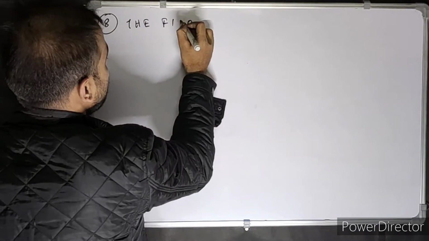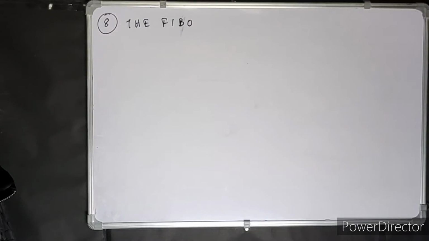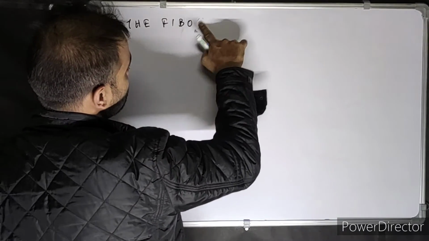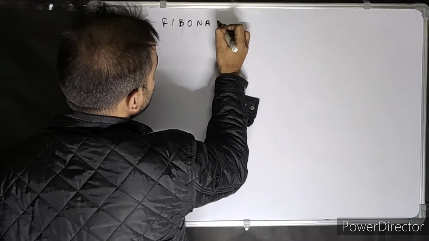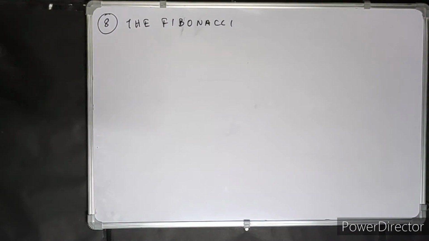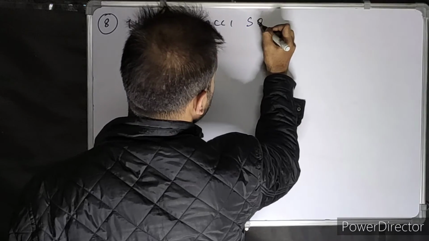F-I-B-O, now I have to check it. Since I saw it, so now I have to check. Otherwise, I'll see the mistakes I'm making. N-A-C-C-I, the Fibonacci sequence is given to us.